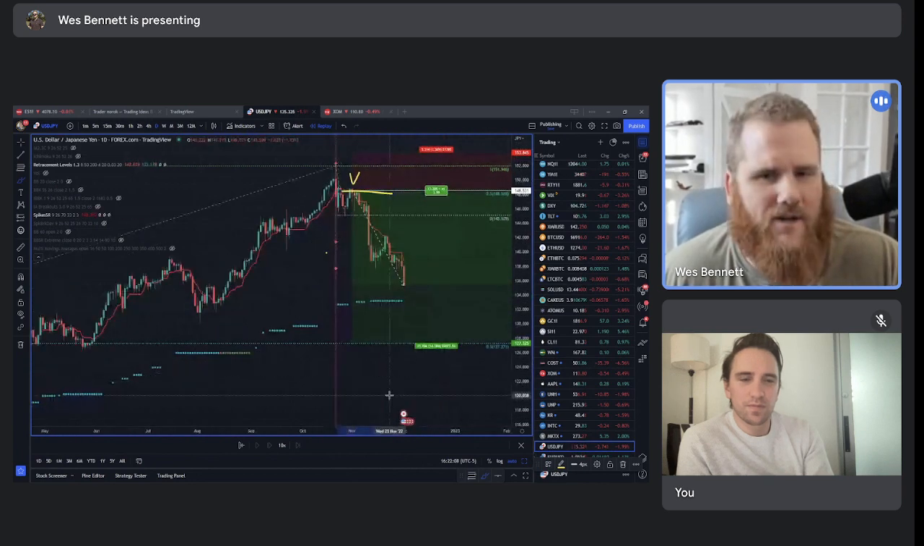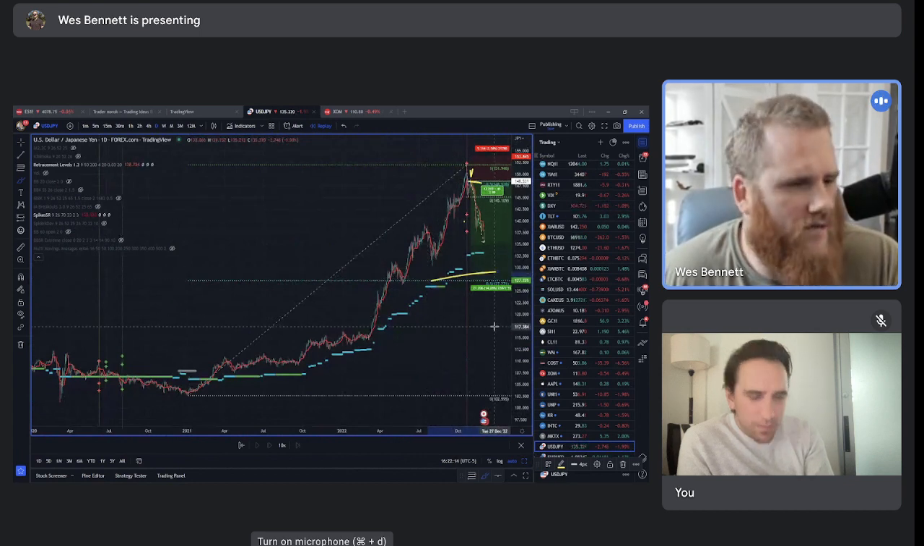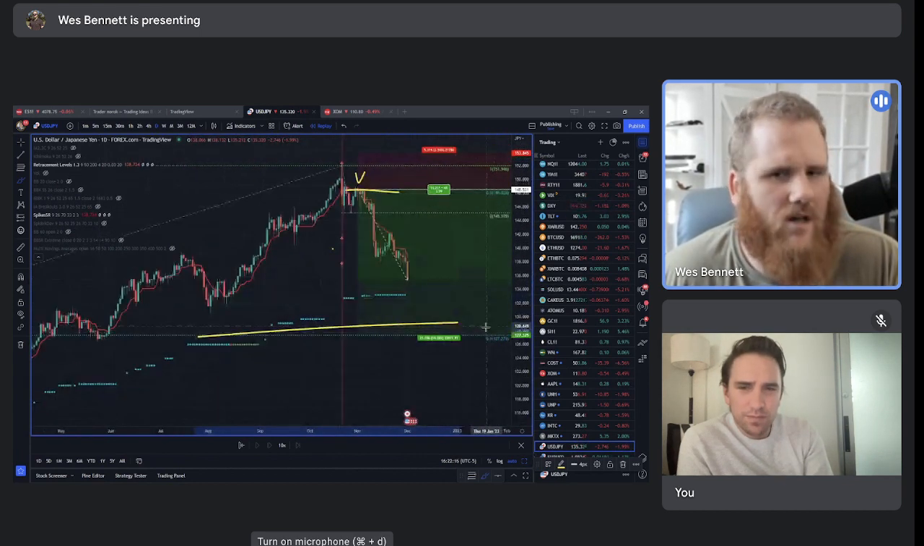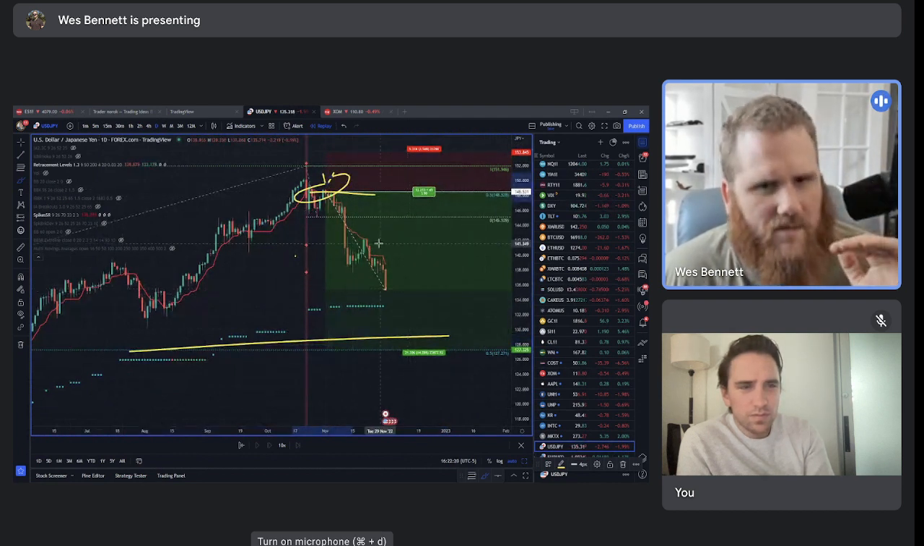And so I'm talking my book right here, but I'm looking for, again, that full 50% retracement of this move back to 127 or something on dollar yen, and it's all coming off of this spike up and then coming down.